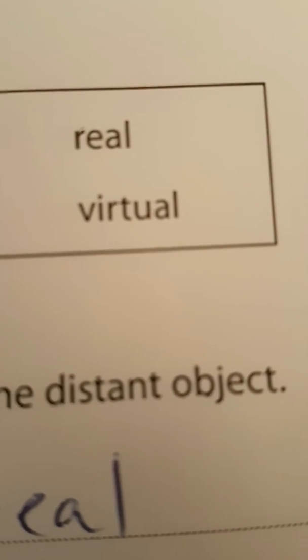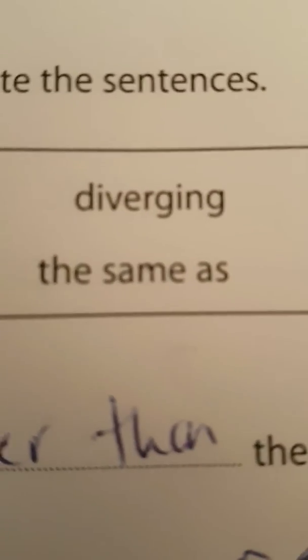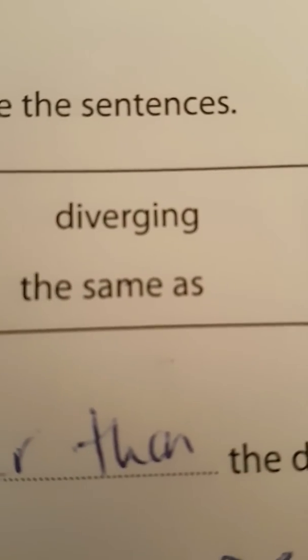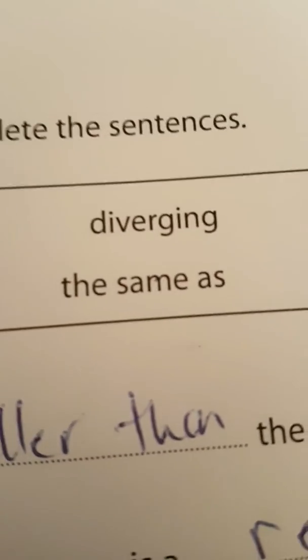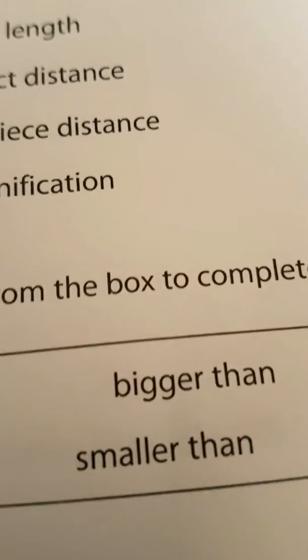Okay, now a virtual image, this one here, this is going to be formed by a mirror. So a mirror causes a virtual image. Diverging, because this is a converging lens, diverging rays of light would be caused by a concave lens. Okay, that would cause the rays of light to diverge, and that's it.